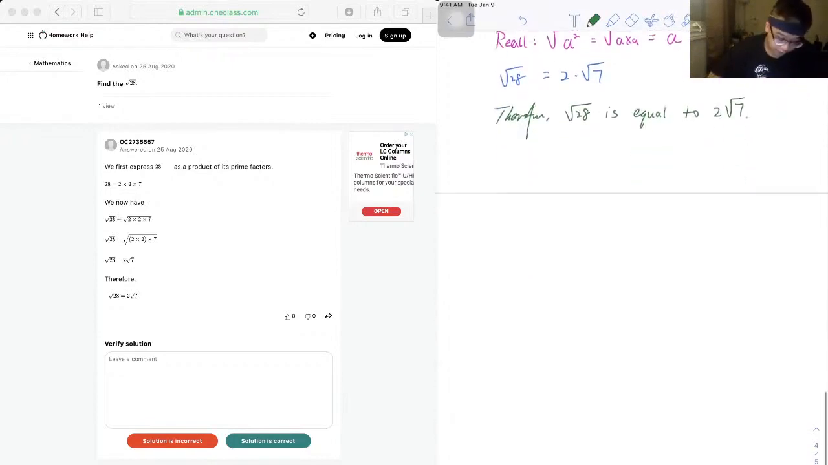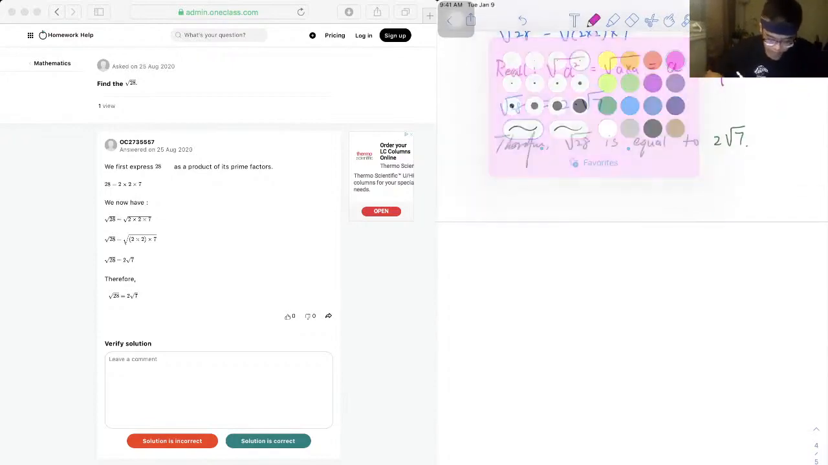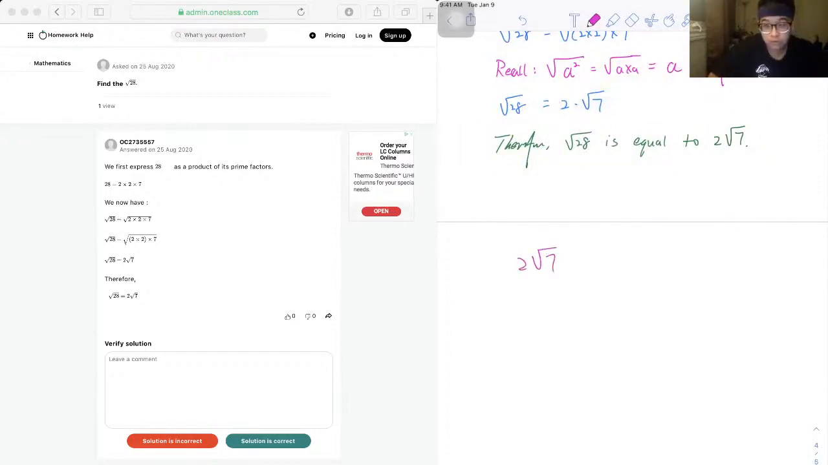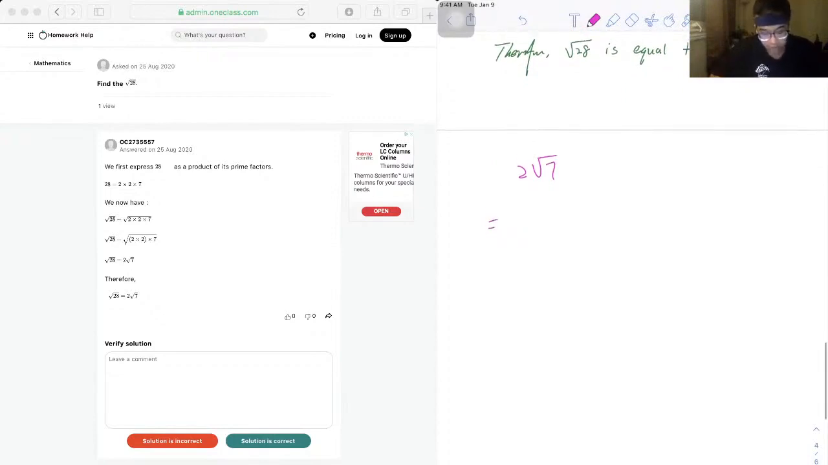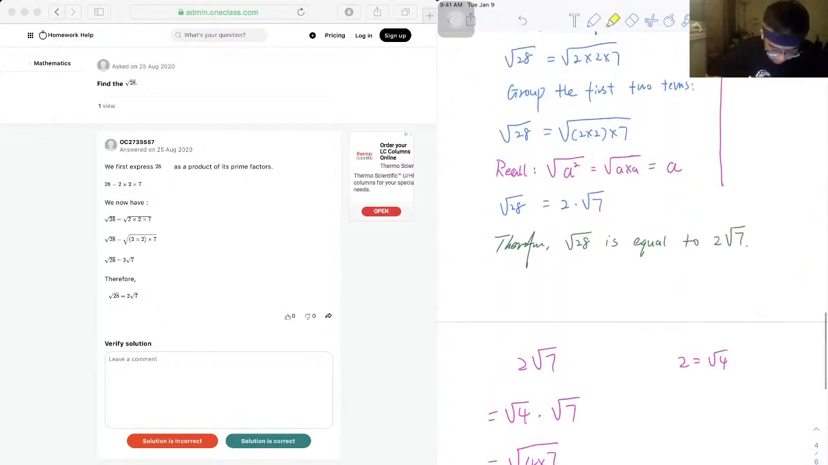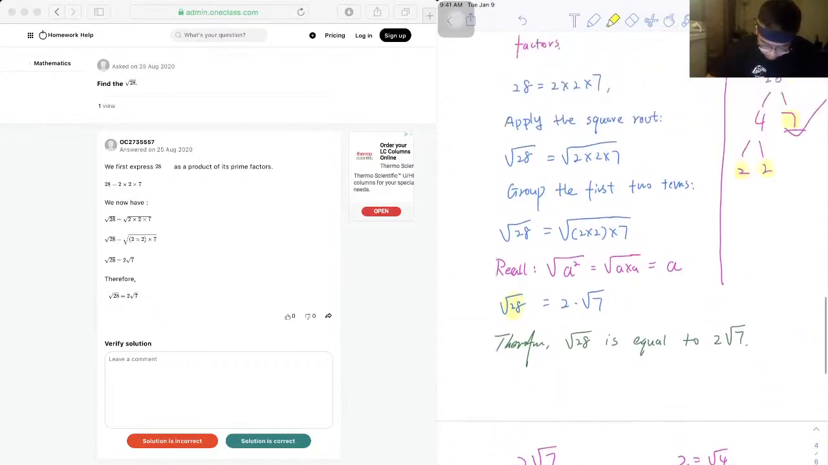And we can always check if our answer is correct or not. So we have 2 root 7 as our answer. Now let's write 2 in a form with a square root. So 2 is equal to square root of 4. So now we have square root of 4 times square root of 7, which gives us square root of 4 times 7, which is square root of 28. And we found that 28 is what we have in the question as well. So we know that our answer is correct.